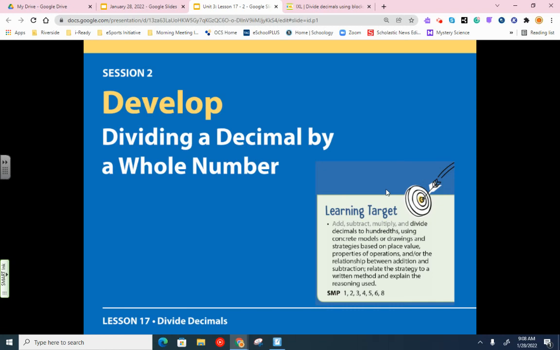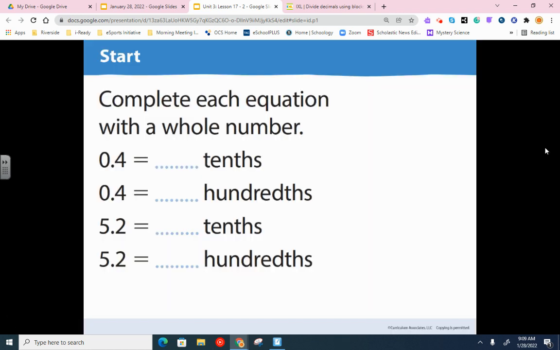All right, so let's continue learning about dividing a decimal by a whole number. Eventually, we'll work towards dividing decimal by decimal, but let's keep things a little more simple until then. One of the things this book does when it does dividing by decimals is sometimes it has you convert your decimals to represent a whole number, and that's what this warm-up's about on the next page here. It says complete each equation with a whole number.